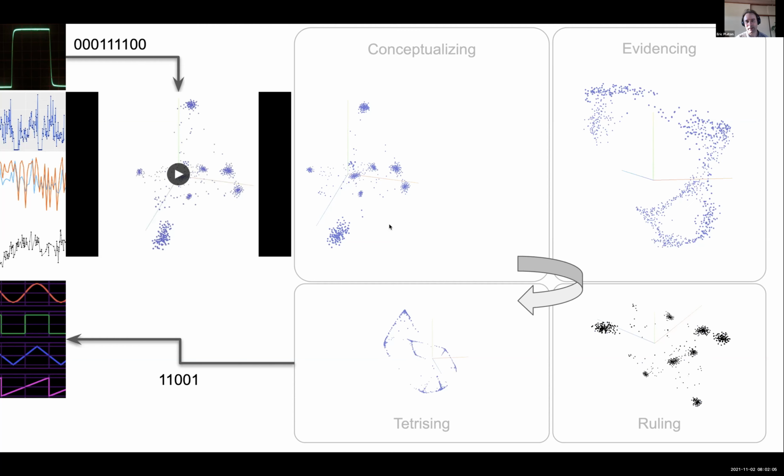So to answer your question, yes, ruling and tetralizing as well will be some form of data transformation, and I'm not there yet. Sorry. I do have some ideas.